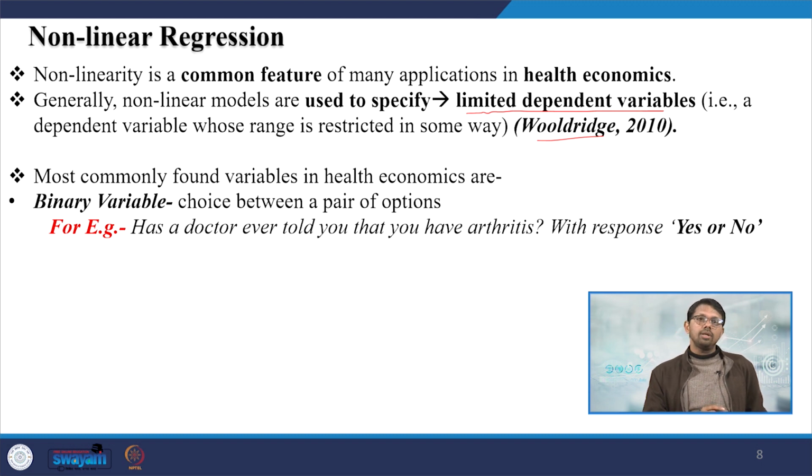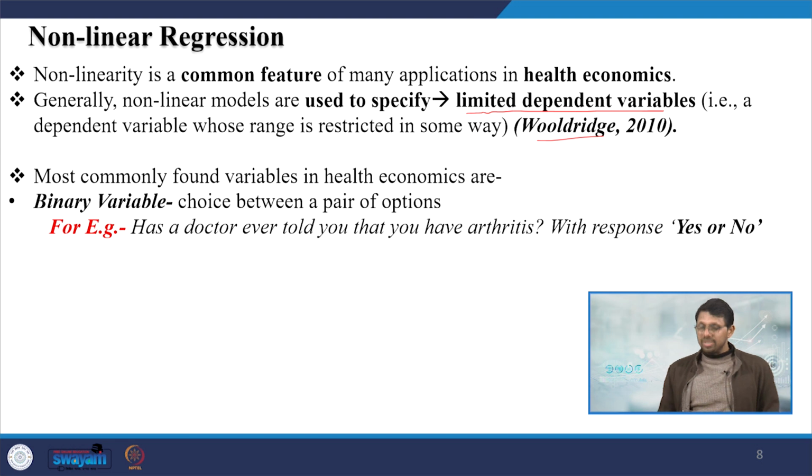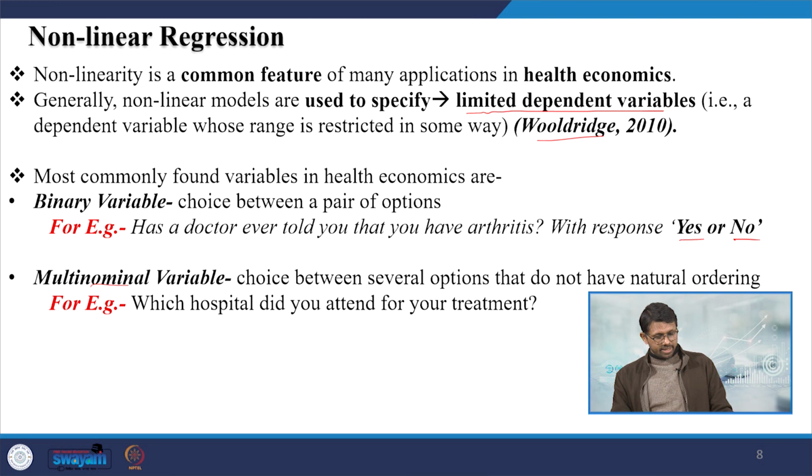For example, has a doctor ever told you that you have arthritis, with the response coming as yes or no? So, its answer is binary. Similarly, there are multiple responses as well, maybe in ordinal form, maybe in nominal form. Okay. So, multinomial variables, hence multinomial regression models are also suggested.